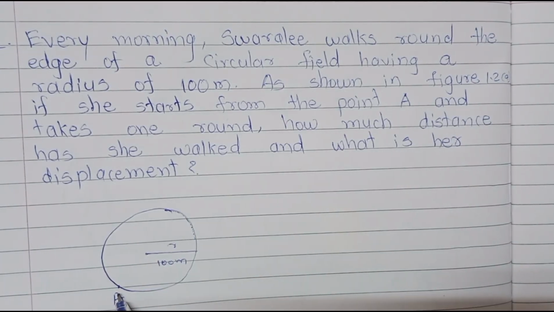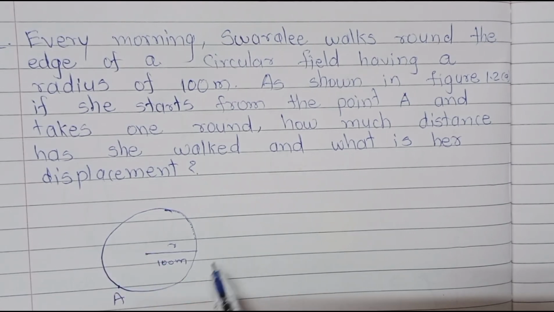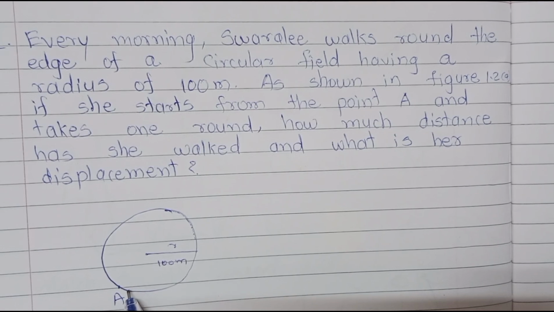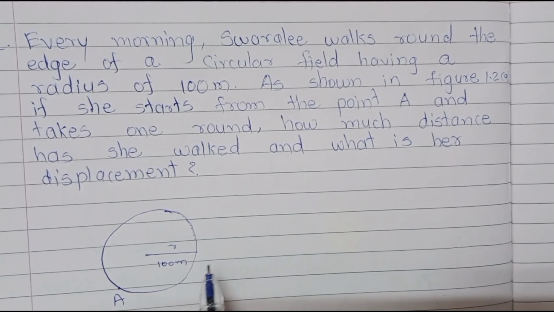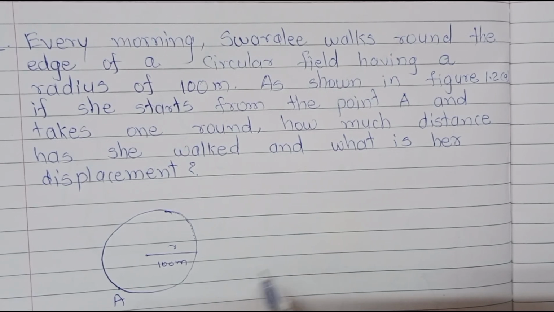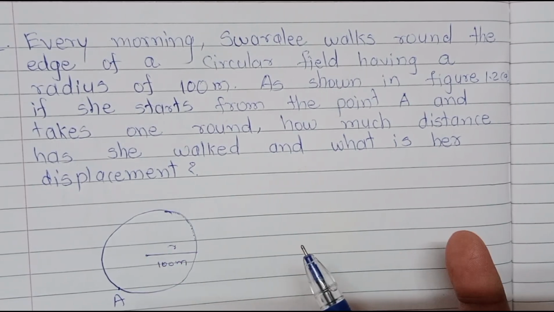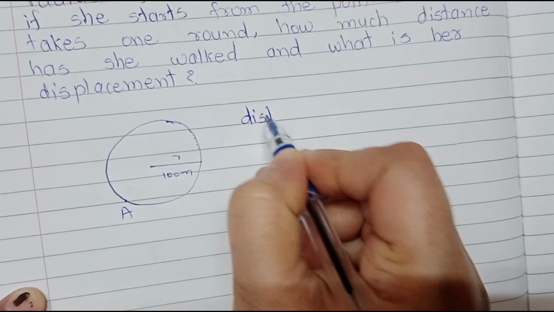She starts from the point A and ends her round on the point A. So the initial and the final position is the same in the case of Swarali. So the displacement of Swarali will be 0. Displacement is 0.